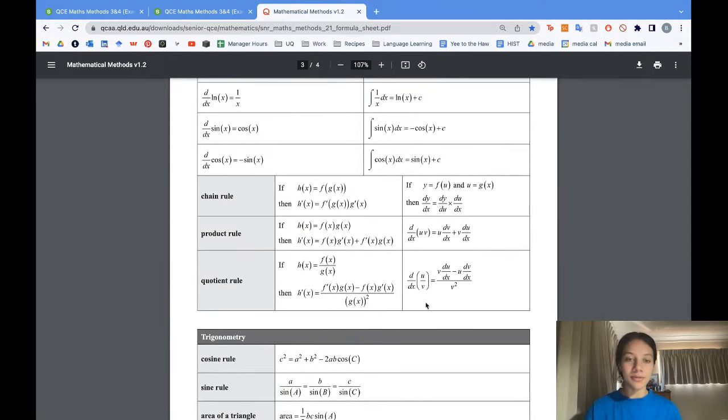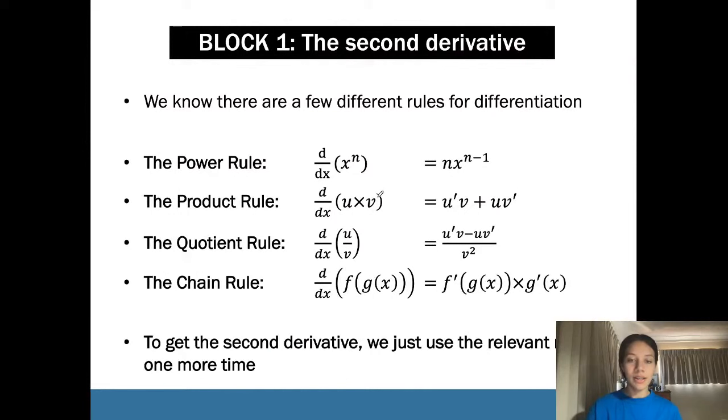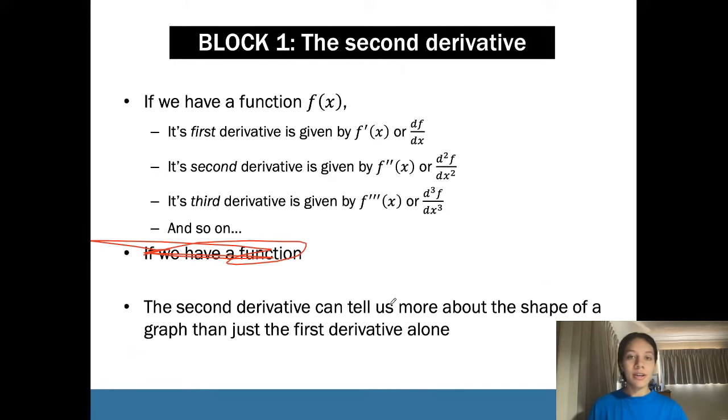So we've got these rules for differentiation there. Essentially, to get the second derivative, all we have to do is derive again. Hopefully you guys are alright with that concept. If we have a function f(x), and the first derivative is f'(x), then the second derivative is f''(x), and you just keep adding a dash for each derivative you do. That's the notation for the second derivative.